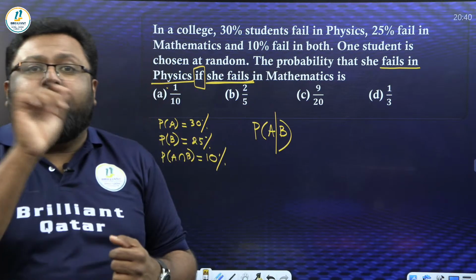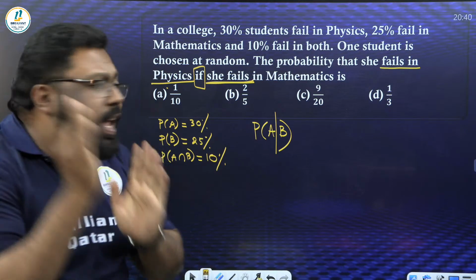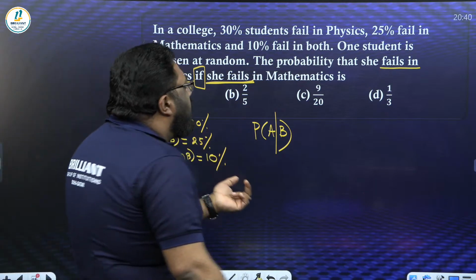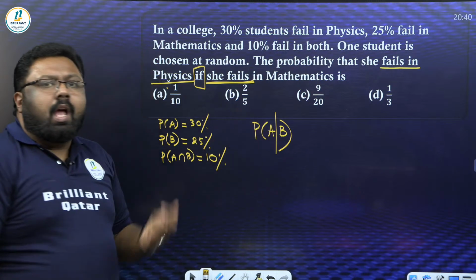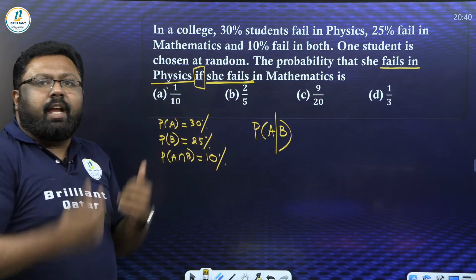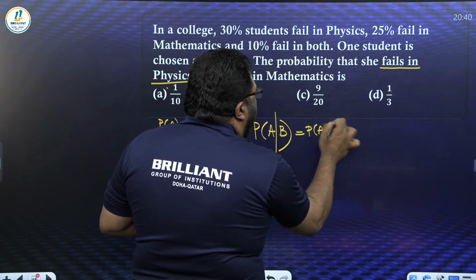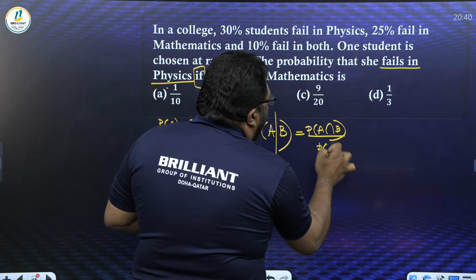Read the question. The word problems are sometimes confusing. They want P of A by B, my dears. Probability that the student is going to fail in physics, given she has failed in mathematics. So it is known that she has failed in mathematics. So P of A by B is P of A intersection B divided by P of B.